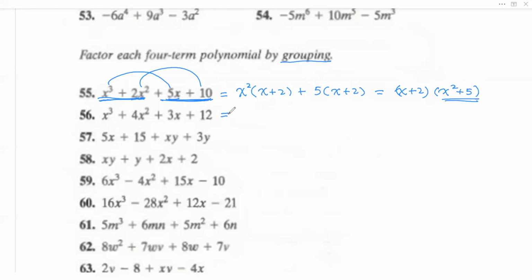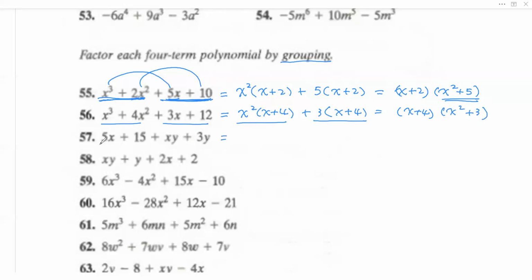All right, let's go to 56. Similarly, we take first two and second two as the group. So first one is x squared, x plus 4. And second group common factor is 3. The rest is also x plus 3, x plus 4. So x plus 4 is the common factor of these two groups, right? So we can quickly get the answer here.